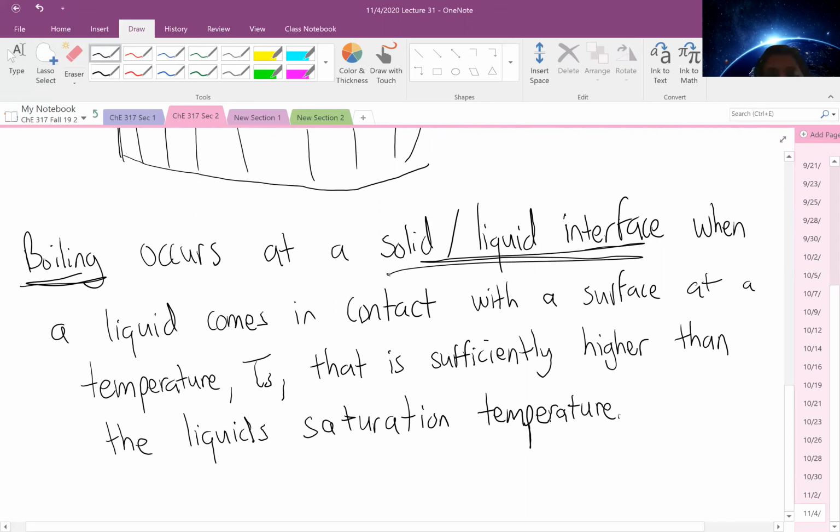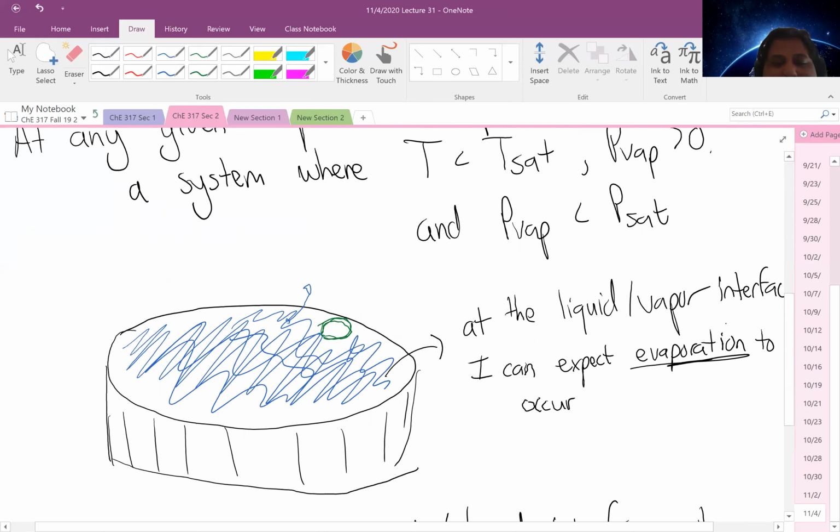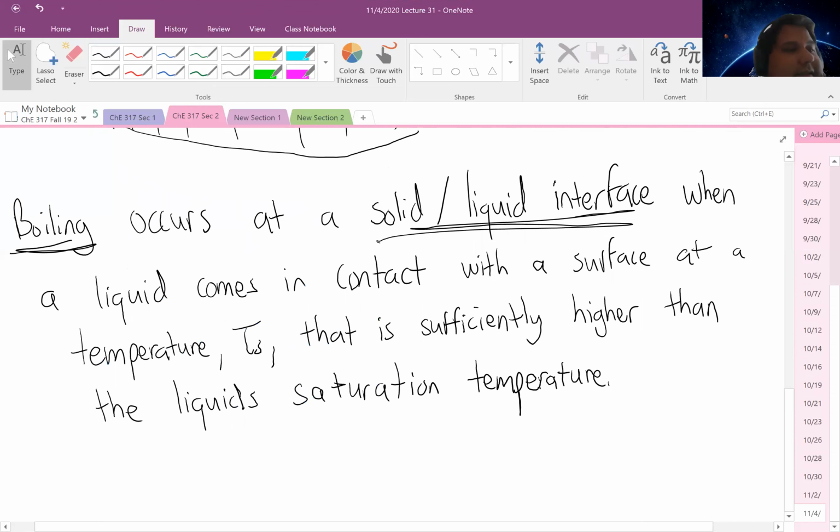So, recap. Evaporation is at the liquid vapor interface, as the liquid and vapor attempt to achieve some form of equilibrium. Boiling is different because we have a liquid in contact with a surface or a solid that has a temperature above the saturation temperature. You're simply saying Ts is greater than Tsat.